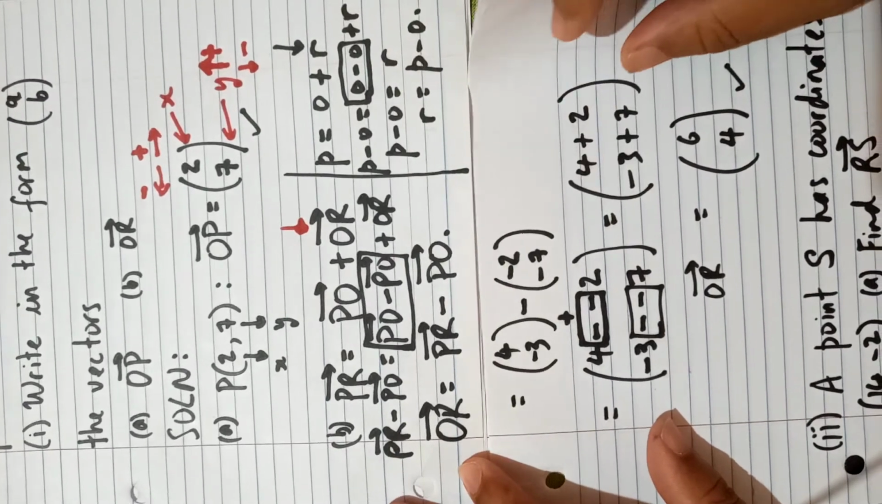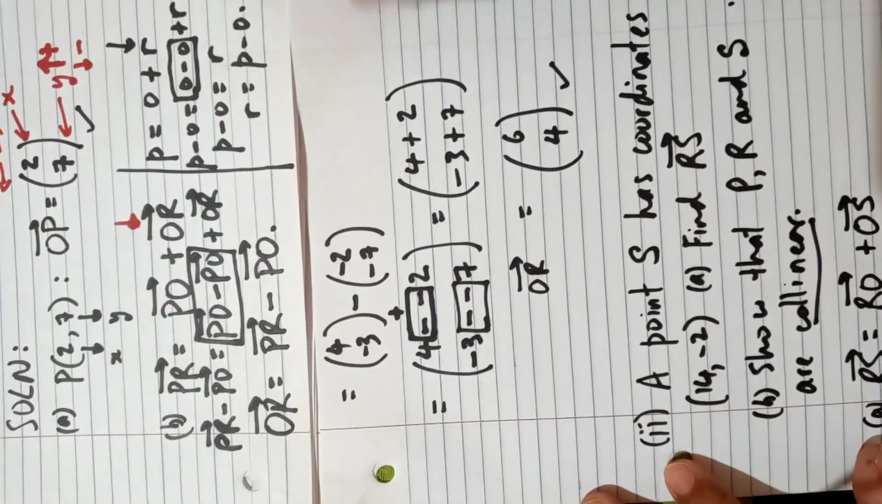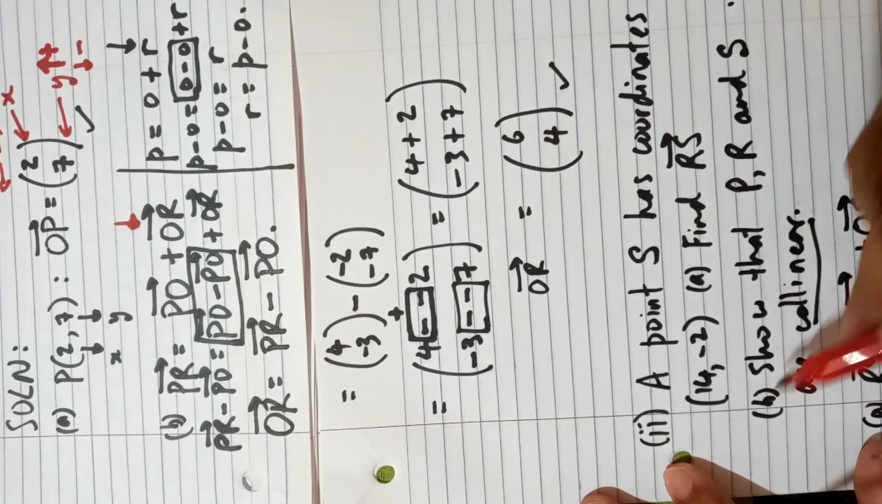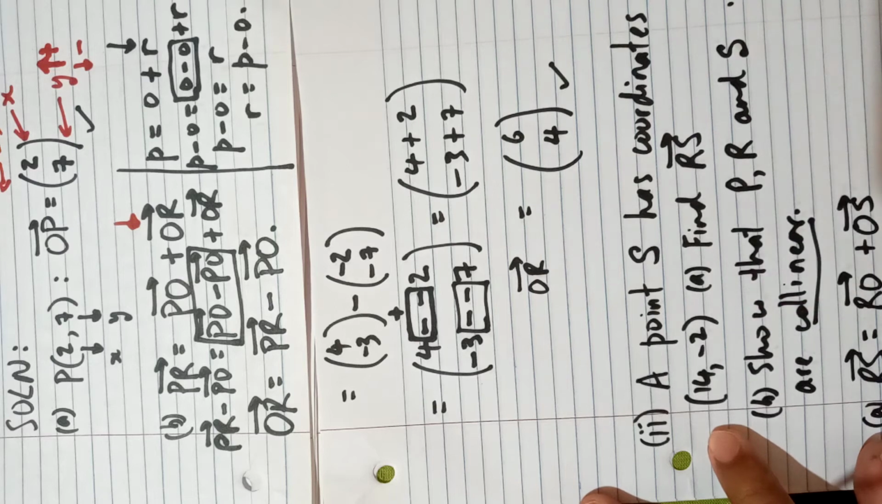Let's move on to the next part of the question. Part 2. A point S has coordinates (14, -2).